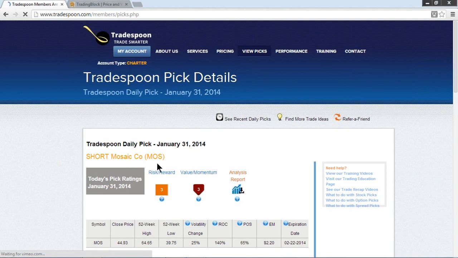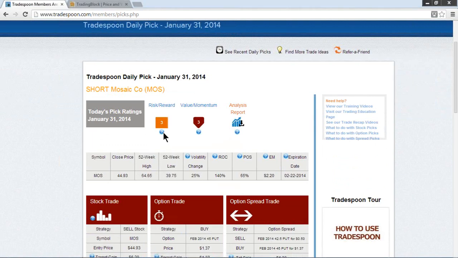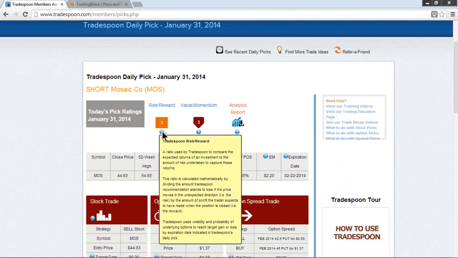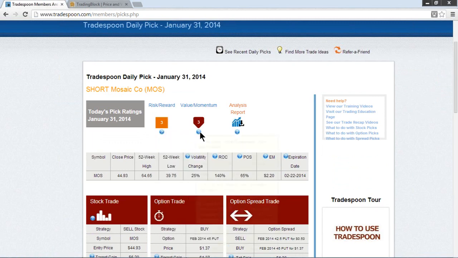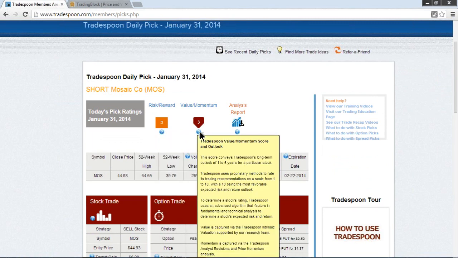We're looking to short Mosaic Company, MOS is the ticker symbol. Let's take a look at the risk-reward rating from Tradespoon, and we come in at a 3. We also have the value momentum at a 3 as well, so we're on the lower end of the scale.